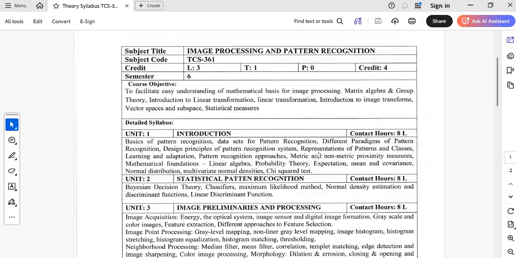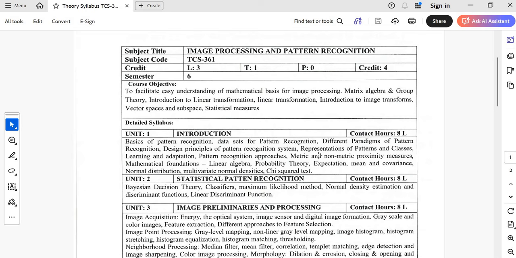So, preparation strategy for unit number 1. The student should focus on definitions, diagrams, and mathematical basics, questions from mean, covariance, probability, and normal distributions. And these are very important for exam.